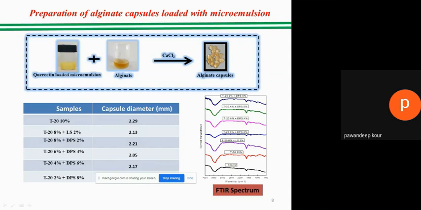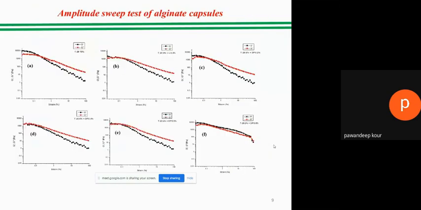Now, when their IR spectrum was observed, we can see that there was a change in the position and intensities of the peaks, which means that a mere change in the interface of the microemulsion can bring about huge changes in their interactions with the coating of the alginate.